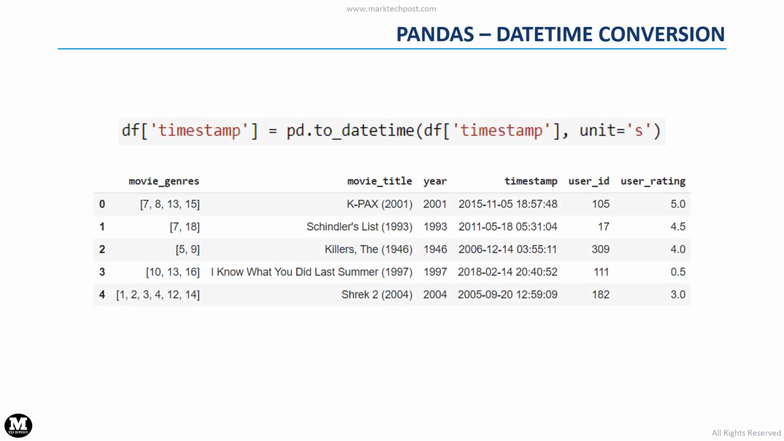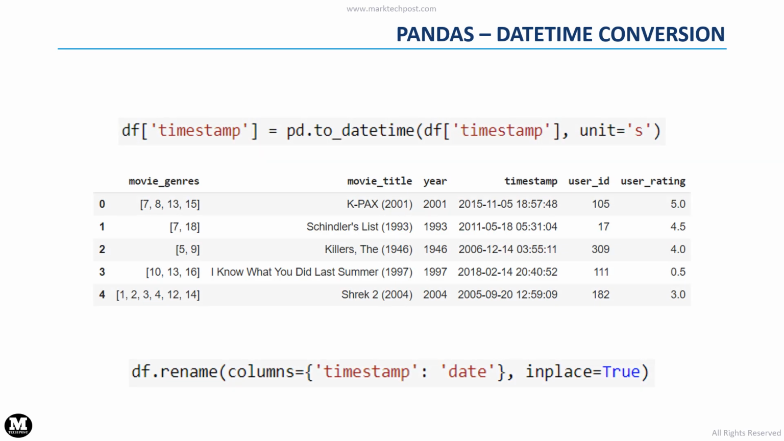Let's see now how to convert the timestamp column into a date column. We just have to use the toDateTime method, specifying the timestamp column and the time unit used within the column, in this case seconds. Then we use the rename method to change the name of the column from timestamp to date.